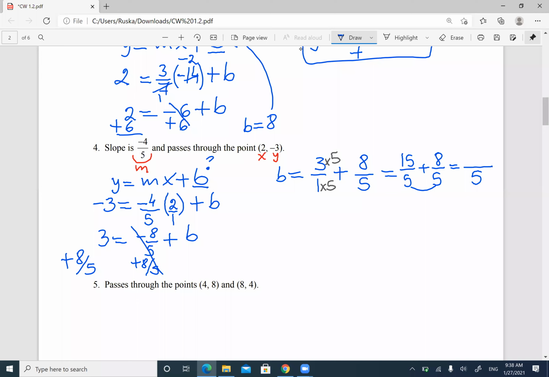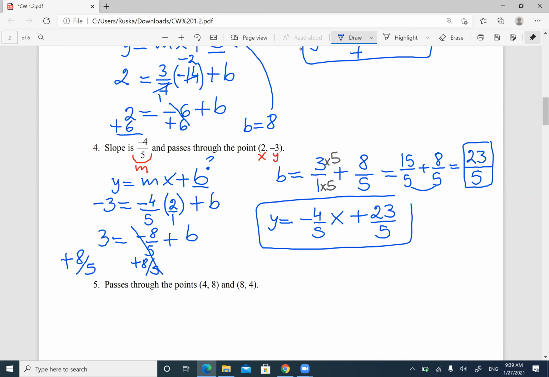So 15 plus 8 is what? 23. So that's my b. b is 23/5. And then you're going to plug it in, m and b, and that's my answer for the equation. So you're going to get y equals m was -4/5 x plus b, which is 23/5. Okay, so that's how you do it.